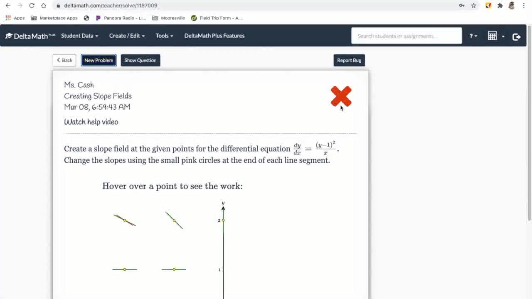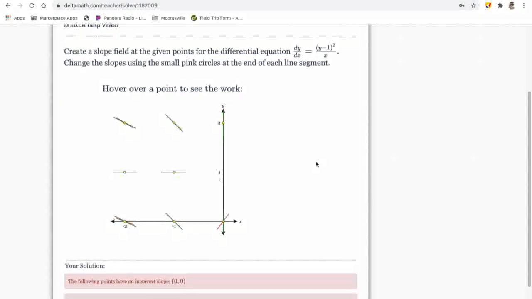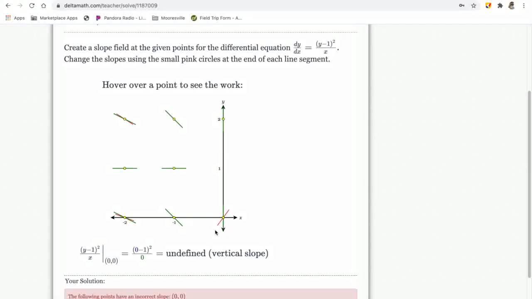Yes, I'll submit, and it tells me I'm wrong. And you can see here it tells me why I'm wrong right here. It puts a red mark there. These were close enough. They're not going to squabble over that little bit, but this one was obviously wrong. I said it was a slope of 1, and it should have been vertical.